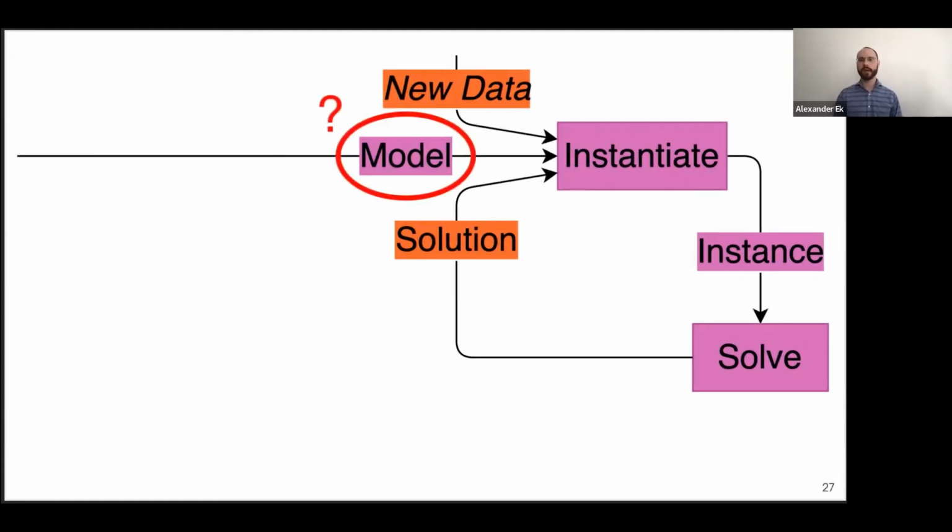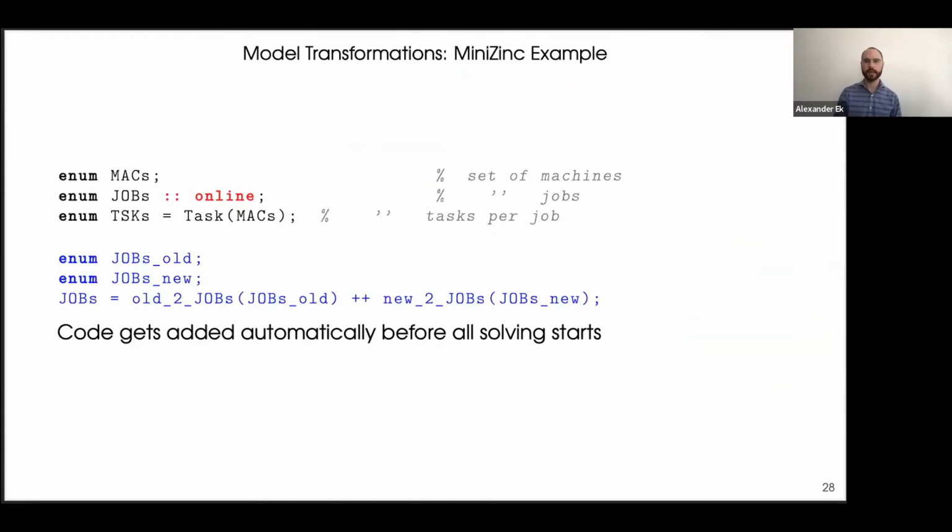But hang on, what about this model thing here? Surely it's not just about adding a few annotations and then it works. No, you're right. We need some model transformations, and these are things we have developed. The only thing you as a modeler need to do is to put these annotations here. Then we do the work for you, adding these transformations in the background before all the solving starts.